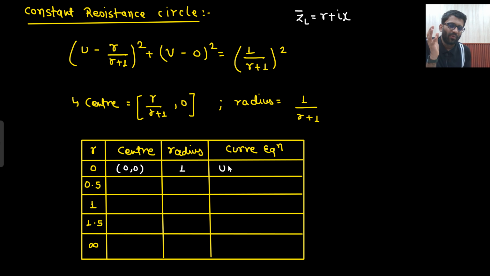Equation of circle you can avoid or you can write down as well. U square plus V square is equal to 1 square. This is of no use, right? Equation of circle is of no use.